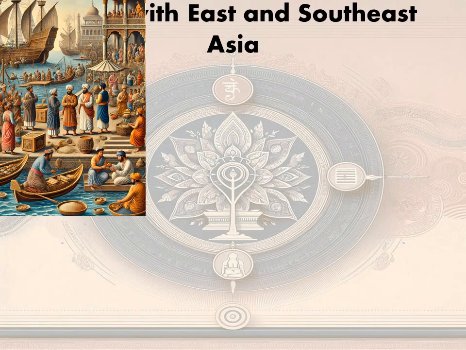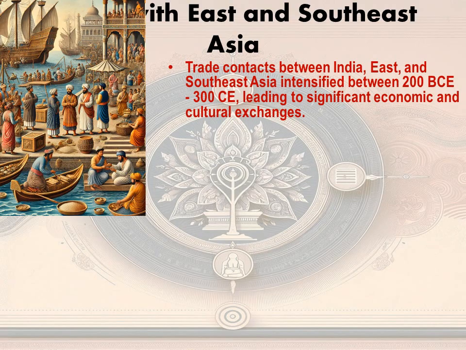Trade with East and Southeast Asia. How was the trading system between the eastern part of Asia and southeastern part of Asia with India? Trade contacts between India, East and Southeast Asia intensified between 200 BC to 300 CE, leading to significant economic and cultural exchanges. So, this was one of the most significant developments in Indian history, that we came in touch with Southeast Asia, and the touch intensified over time.